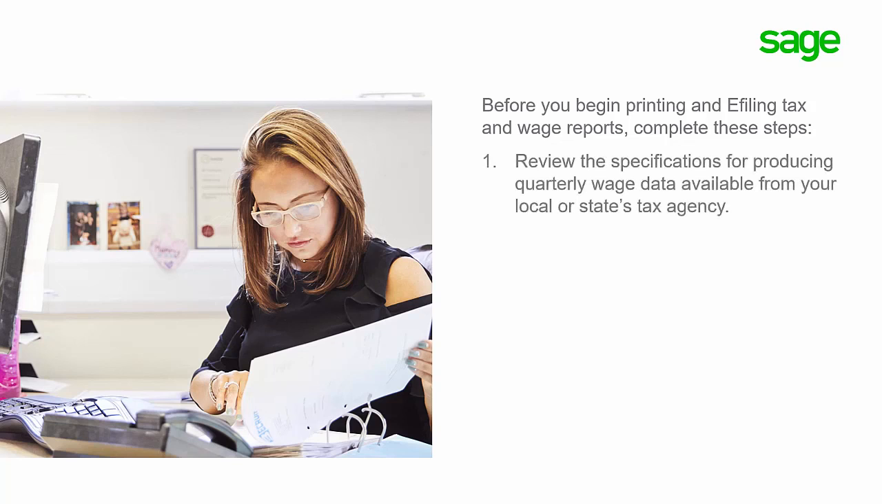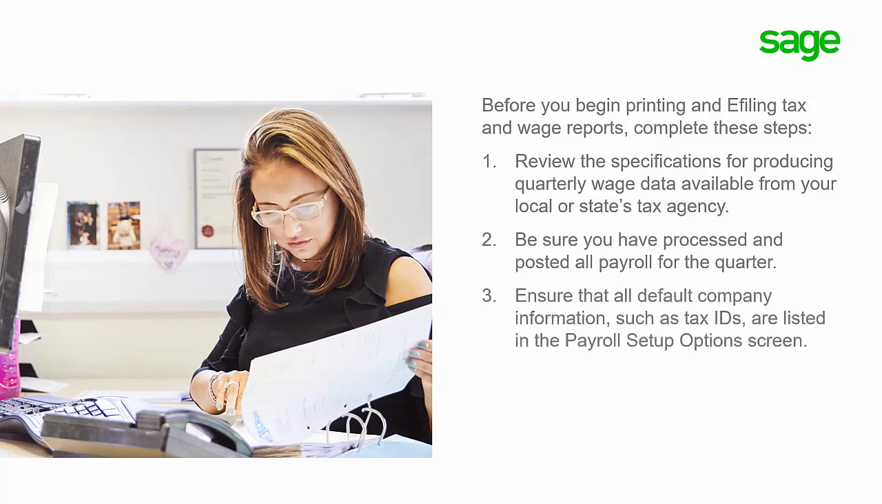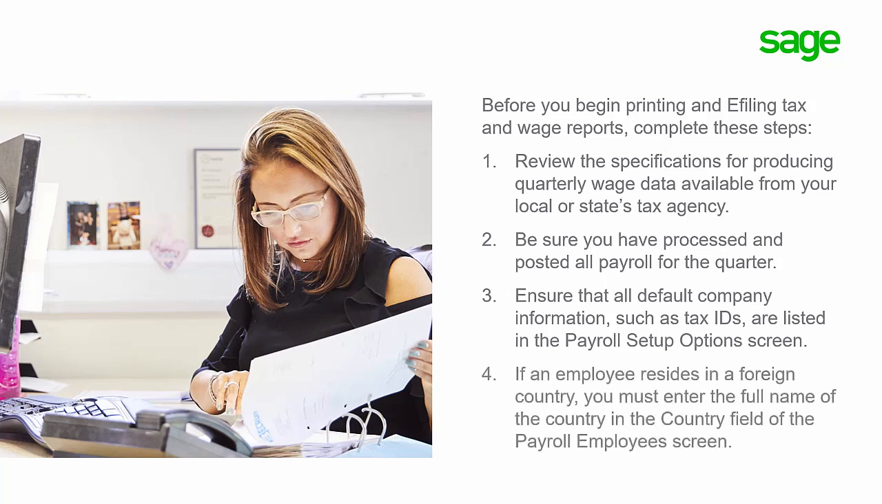First, review specifications for producing quarterly wage data available from your local or state's tax agency. Also, be sure you have processed and posted all payroll for the quarter. Ensure that all default company information, such as tax IDs, are listed in the Payroll Setup Options screen. Finally, if an employee resides in a foreign country, you must enter the full name of the country in the country field in the Payroll Employees screen.